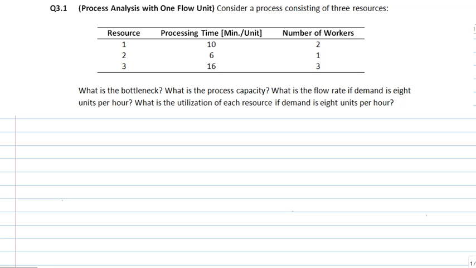The first part of the problem asks us to determine the bottleneck and process capacity for a given system. The bottleneck of a particular process flow is defined as the resource with the lowest capacity. And then the capacity of the bottleneck is also the system's process capacity. Let's start solving this problem by creating a table where we can track the capacities of each of the available resources.